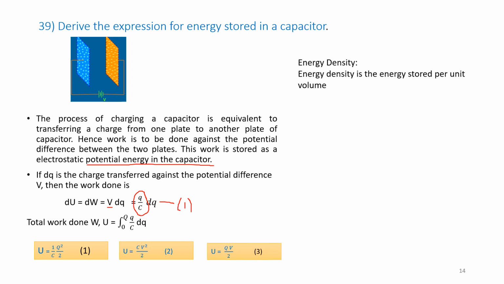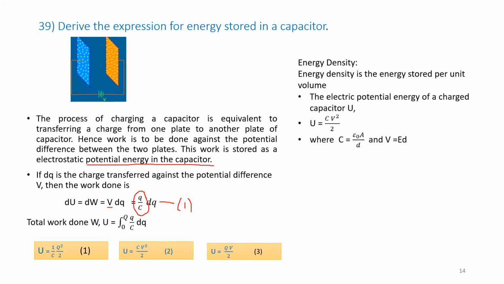Now we will study energy density. Energy density is the energy stored per unit volume. The electric potential energy of a charged capacitor U is given by CV square by 2. We have derived this equation, U is equal to CV square by 2, where C is equal to epsilon naught A by d, as we have studied in the previous slides. And V is also given by Ed, that is E is equal to V by d.